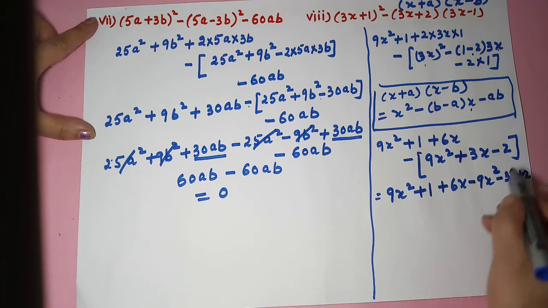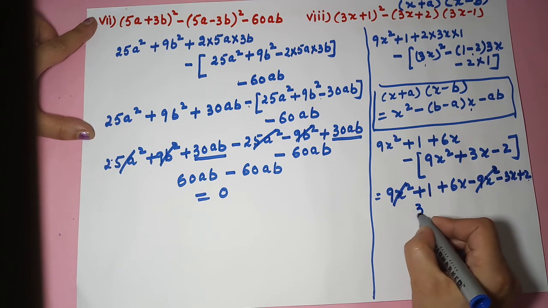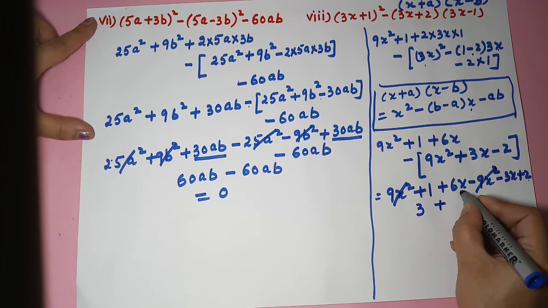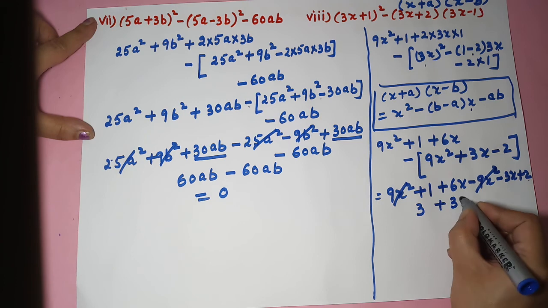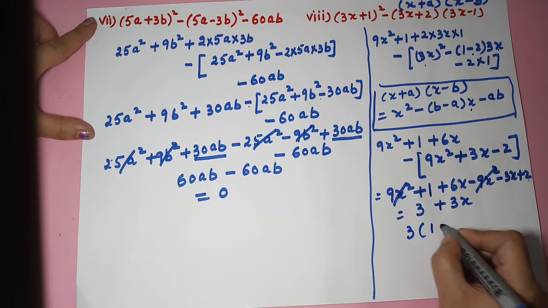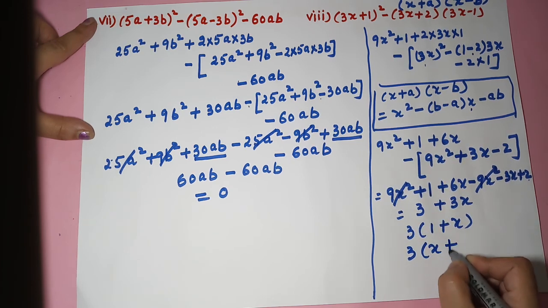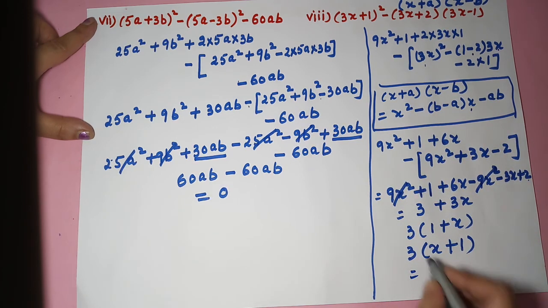Now let me see. This and this will go, right? So I am finally left with 1 plus 2 is 3 plus 6x minus 3x is 3x. So if I take 3 common, I will get 1 plus x, or you can simply write it as 3 into x plus 1. This is your answer.